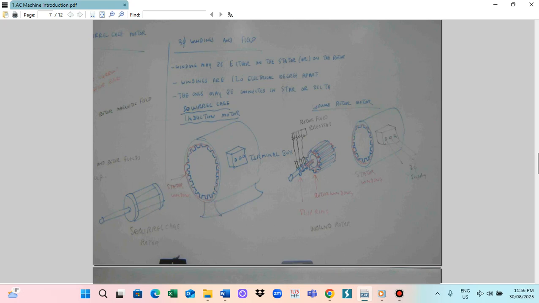So this is for the wound rotor. So this is on the rotor. We got the slot. This is for the wound rotor motor. So the rotor winding is slip ring, and this one is connected to the supply.